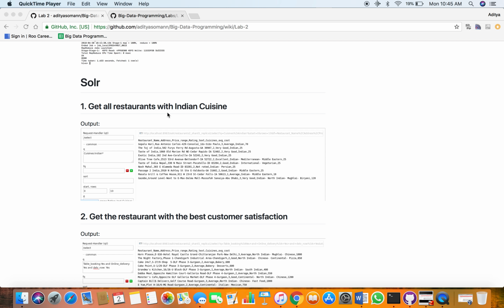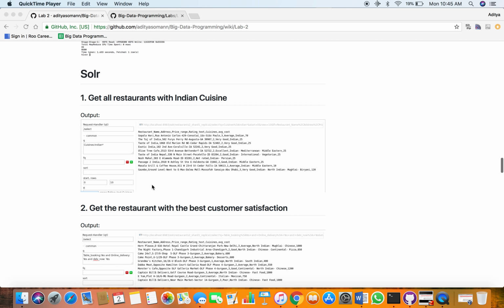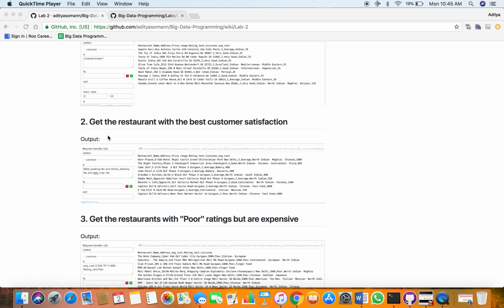Query 1 will be, we'll have all the Indian restaurants, the restaurants with Indian cuisine. So this is the query performed, and this is the expected output. The output we have given is in the form of CSV for easy visibility. Query 2 will be to have the restaurants with the best customer satisfaction. So this is the query performed, and this is the output.